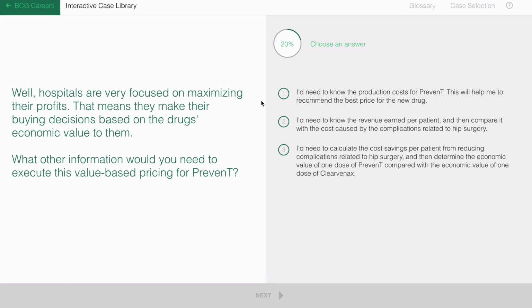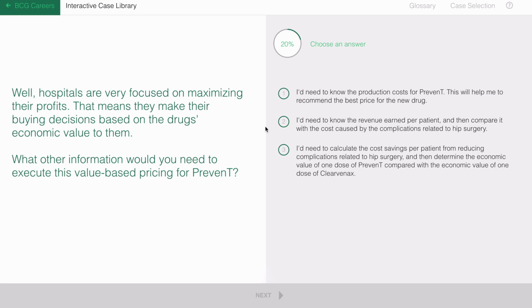All right. Answer 1, I'd need to know the production cost of PreventT. This will help me recommend the best price. Again, similar point to the previous question. I think we'll come back to costs later. Let's focus on the value-based pricing methodology, as this question suggests. Answer choice 2 says, I'd need to know the revenue earned per patient, then compare it with the cost caused by the complications related to hip surgery.